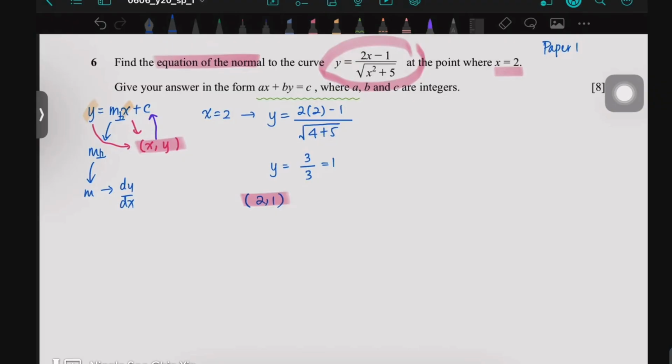By looking at it, can you tell me what kind of rules we have to use for differentiation for this question? Type in the comment there, please. What kind of rules of differentiation are you going to use before you start to differentiate your equation? Arvin says quotient.